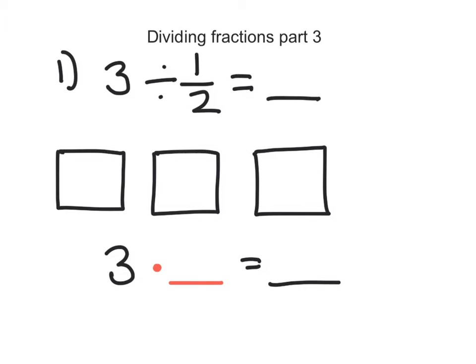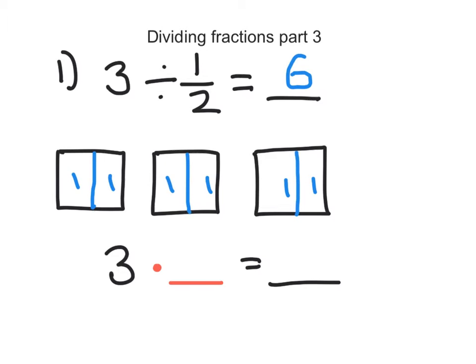Let's say I take the number 3 and I divide it by 1/2. Well, I can visually show that by drawing 3 rectangles or 3 boxes, and if I divide each of the rectangles into halves, I would have 1, 2, 3, 4, 5, 6 half pieces. So the answer to this division problem is 6.